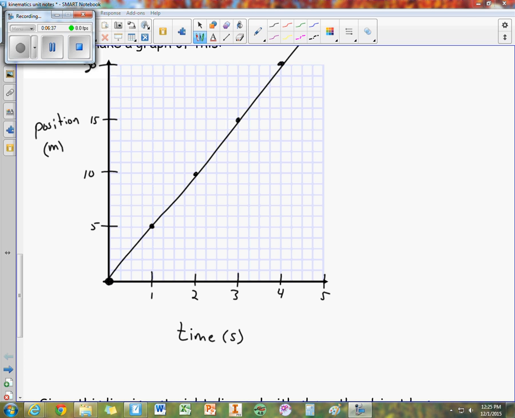Whenever you look at a graph, there are two things you have to understand: the graph's slope and the graph's area. Always understand what the slope represents and what the area represents. So first off, for slope, if I wish to calculate the slope, I would choose 2 points on this line. I'm going to choose those 2 points because they're convenient.